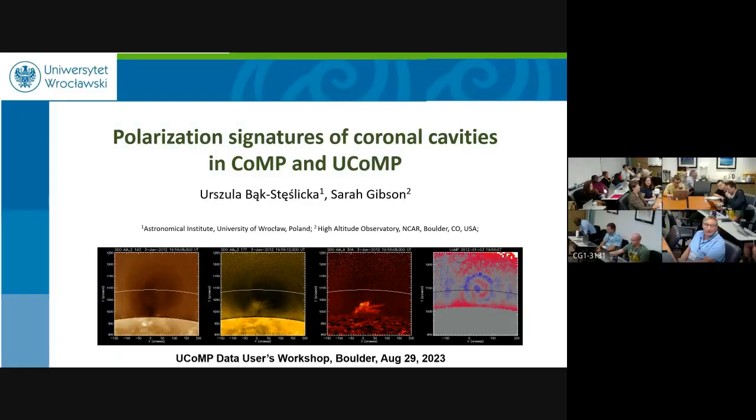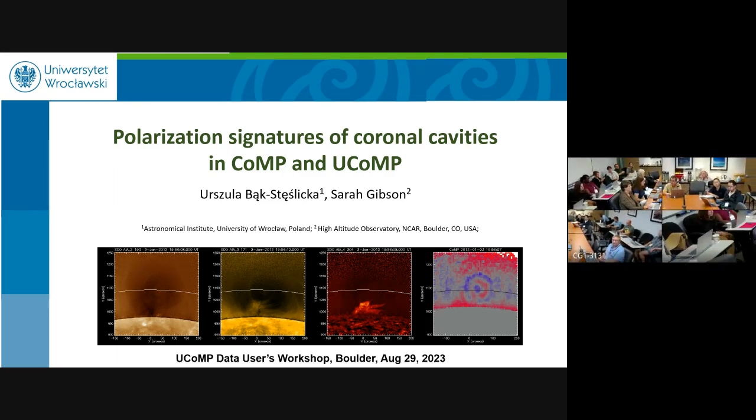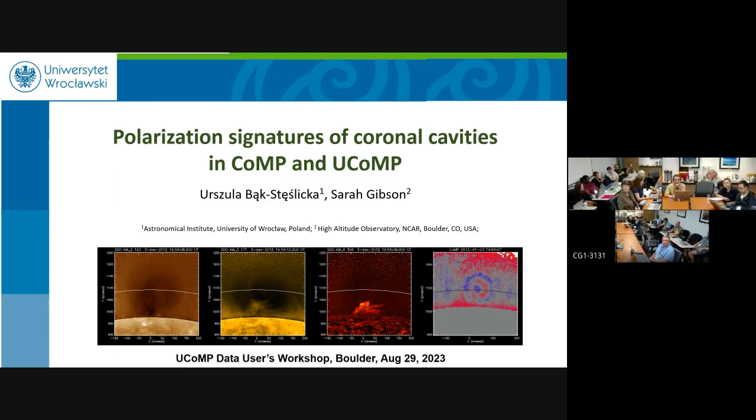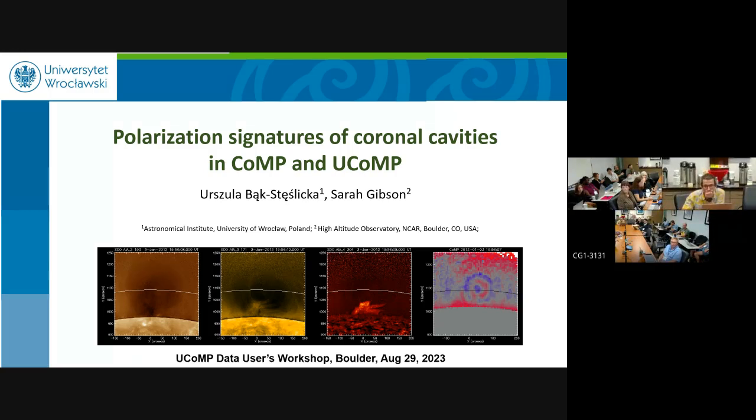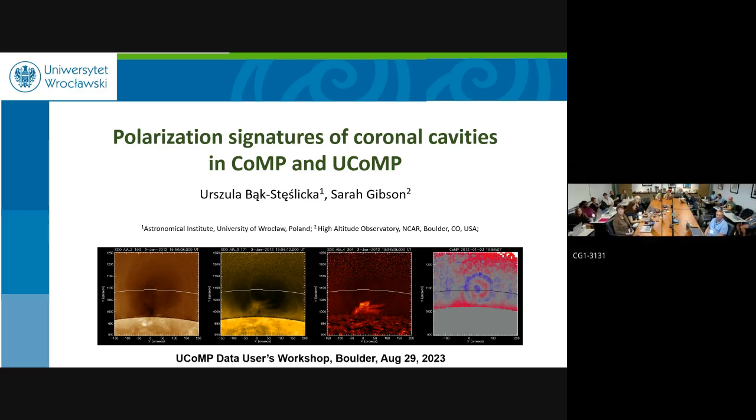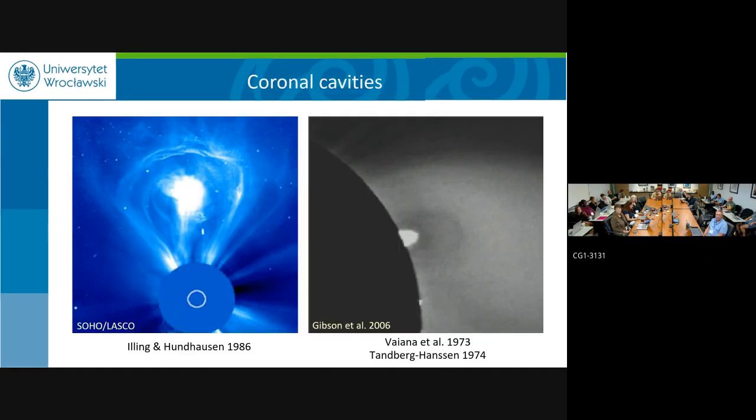Okay, so I'm going to talk about the polarization signature of coronal cavities in CoMP and UCoMP, mostly from CoMP, but I will also show some nice examples of new observations and what we can see. So a few words about cavities.